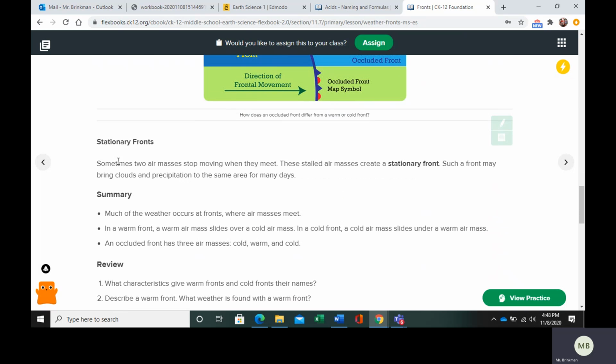Stationary fronts are ones that don't move. So two air masses come into contact with each other and they stop moving. So this type of front may bring clouds and precipitation in the same area for many days because it is not moving.